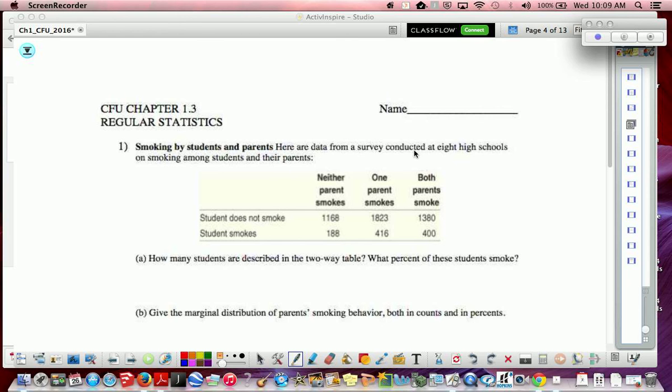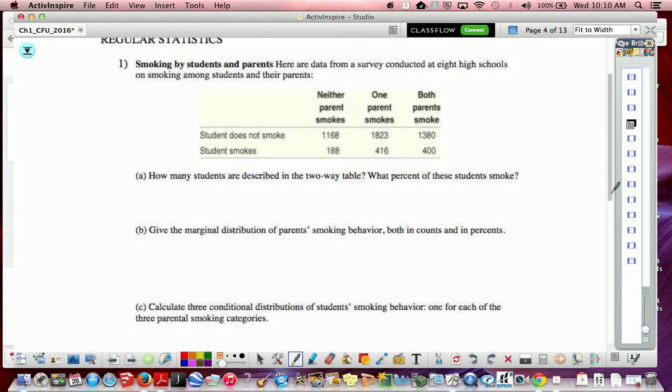Number one, smoking by students and parents. Here are data from a survey conducted at 8 high schools on smoking among students and their parents. Again, my apologies, we're still dealing with categorical variables here. So if we take a look here, we have student doesn't smoke, student smokes, and their parents: either they don't smoke, one parent smokes, or both parents smoke. So in question 8 it says, how many students are described in the two-way table? What percent of these students smoke?